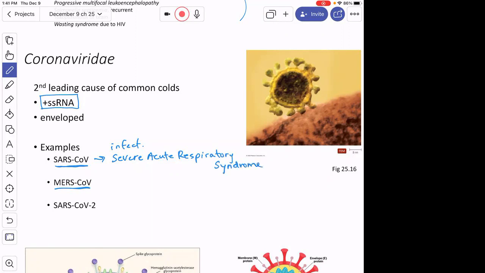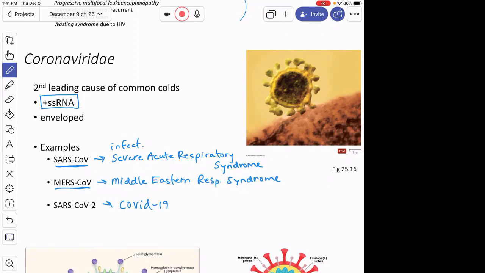And we'll talk more about that in a minute. There haven't been any cases of that for almost 20 years, but we'll talk about that. MERS-CoV stands for Middle Eastern Respiratory Syndrome. There are still new cases happening of that, but it's not very common. And of course, SARS-CoV-2 causes the infection known as COVID-19 because it was first isolated in 2019.